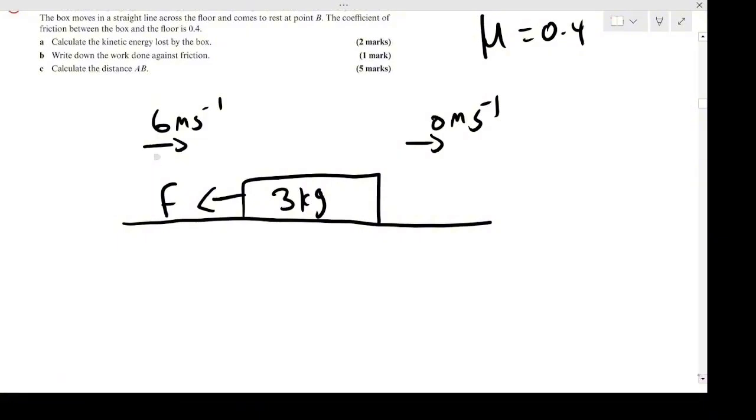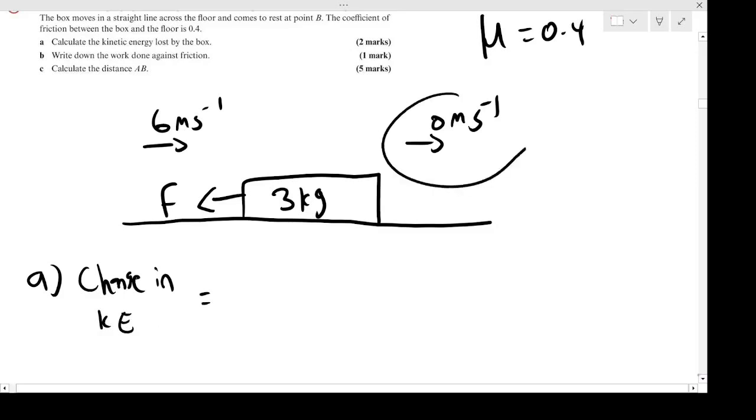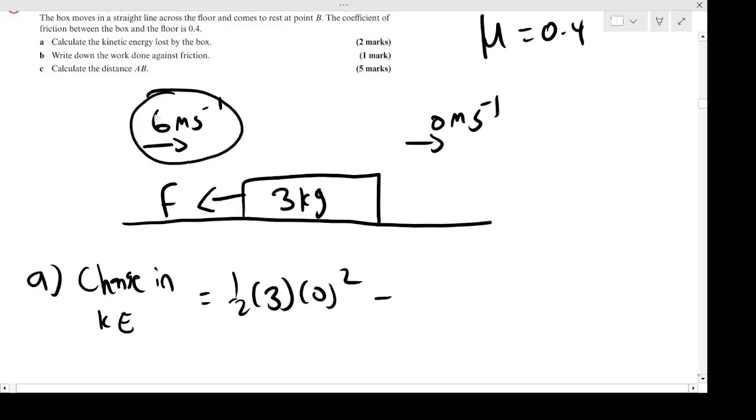So it's asking me to calculate the kinetic energy lost. So the change in kinetic energy, because that's effectively what it's asking me to do. Work out the energy lost, work out the change in it. But the change in kinetic energy, well, we know the final speed is 0, so it's going to be half lots of 3 for the mass, 0 squared. That will go to 0. Take away the initial kinetic energy, which is speed 6, so a half of 3 times 6 squared. We work that out.